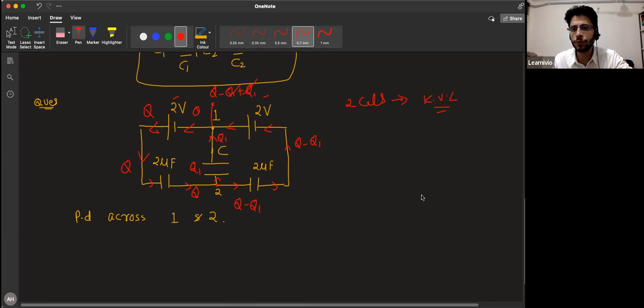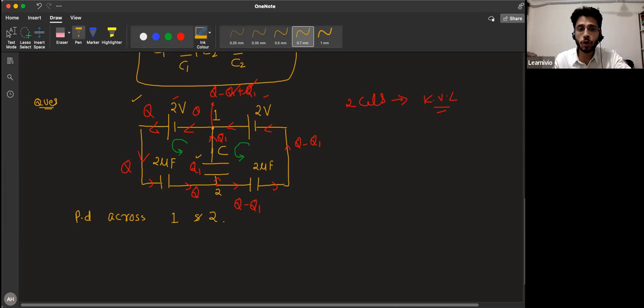How many variables do we have here, Minashi? Just count the number of variables. 2 variables. One is Q, another is Q1. 2 variables means 2 equations. We'll take 2 loops. So for the first loop, we write the equation using KVL.